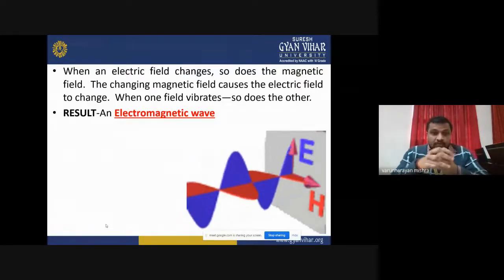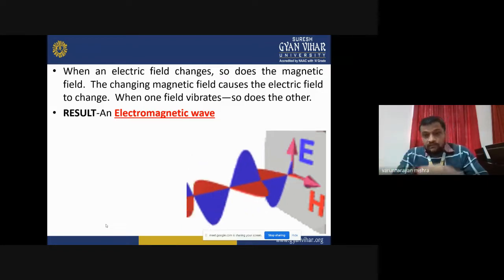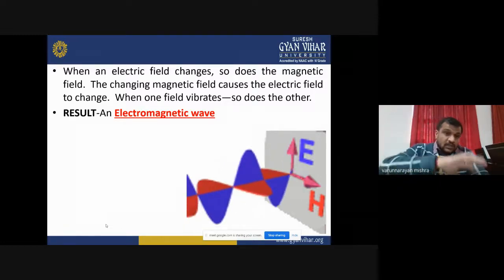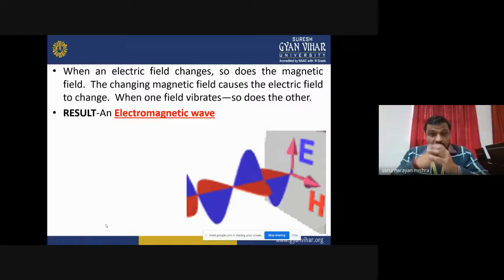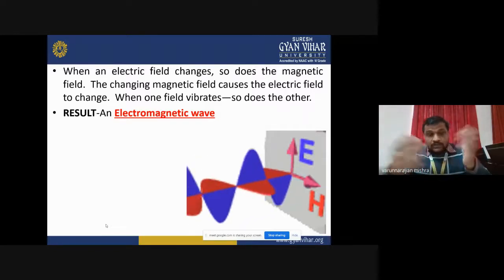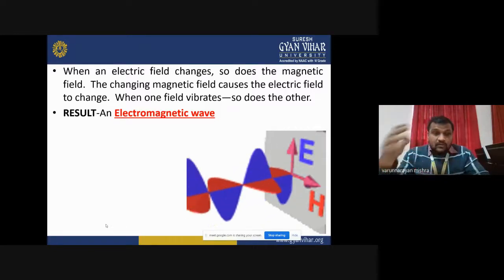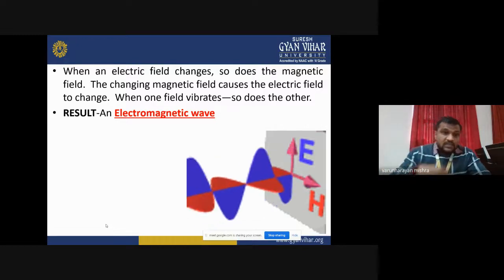As we know, the electric field changes because of the propagation, so there may be changes in the electric field. Because of the change in the electric field, there may also be a change in the magnetic field. And the changing magnetic field causes the electric field to change.